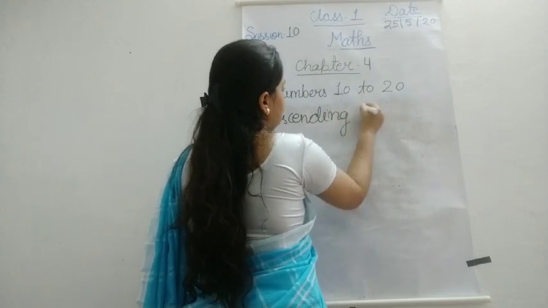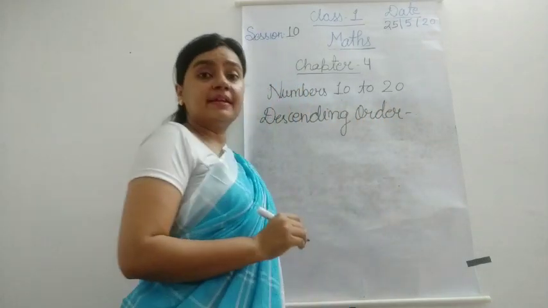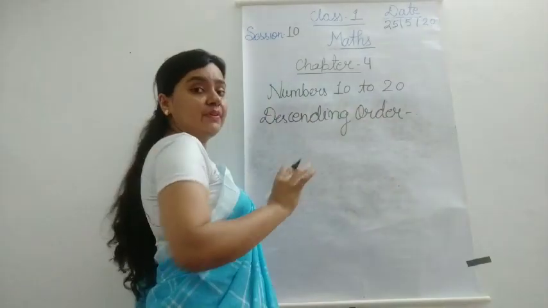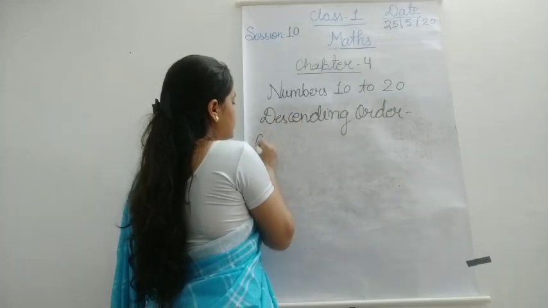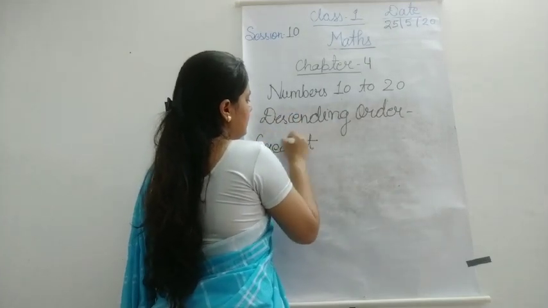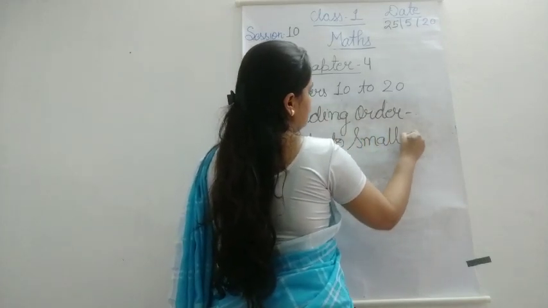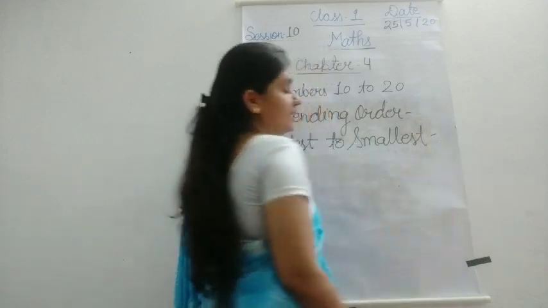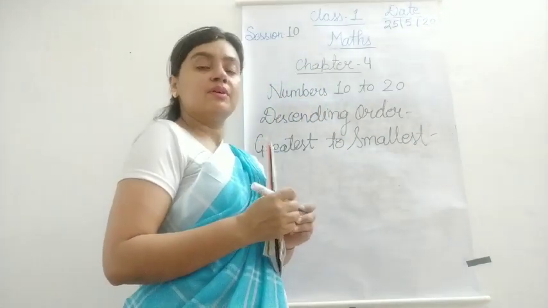D-E-S-C-E-N-D-I-N-G. Descending order. Here we will see the numbers will be greatest to smallest. Here the numbers will be greatest to smallest.